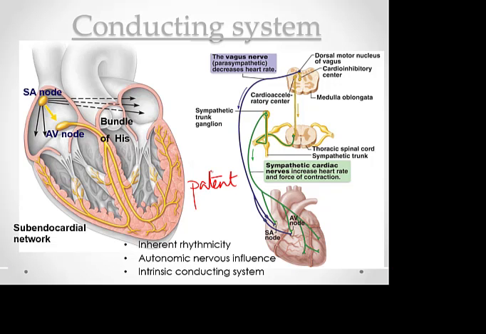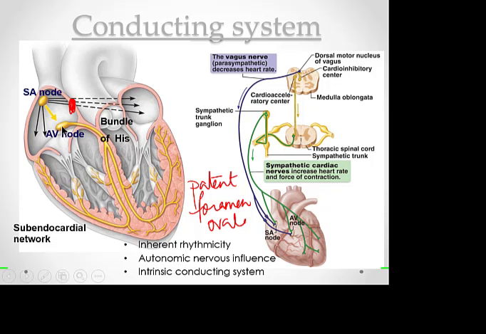The word patent means open. So if there is an open foramen ovale, if this area is open, it may involve the atrioventricular node. You could then have conduction problems, because the atrioventricular node does lie very close to the interatrial septum.